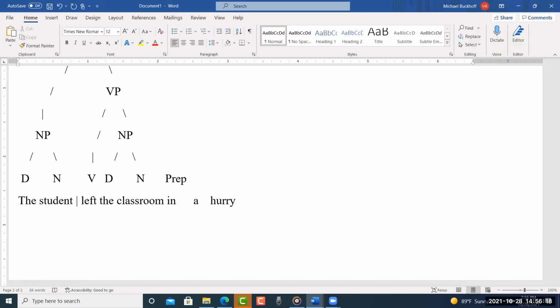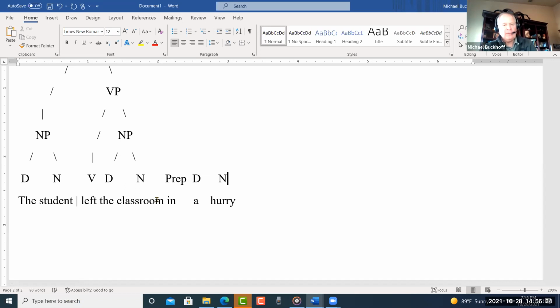A determiner? The same thing. And then we know hurry is a noun. This is a tricky one because, hurriedness, I guess, I don't know, but you notice how a is introducing this word in a hurry. So we're going to look at this as a noun. And then we have to group it together.